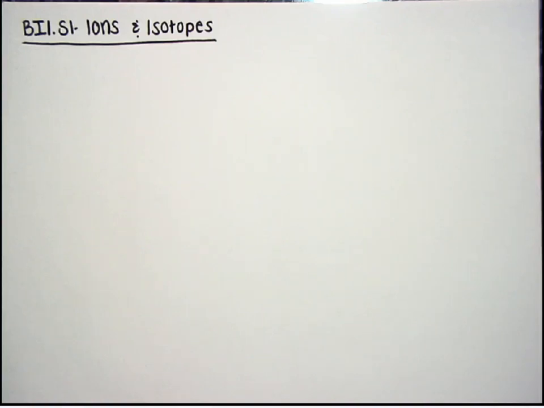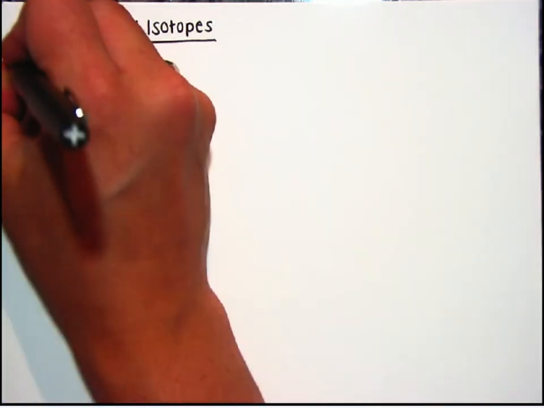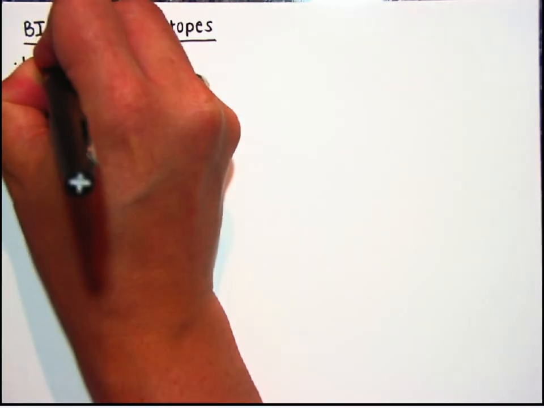This lesson will continue on with Big Idea 1 Standard 1. The topics for today are both ions and isotopes. So first, let's start with ions.